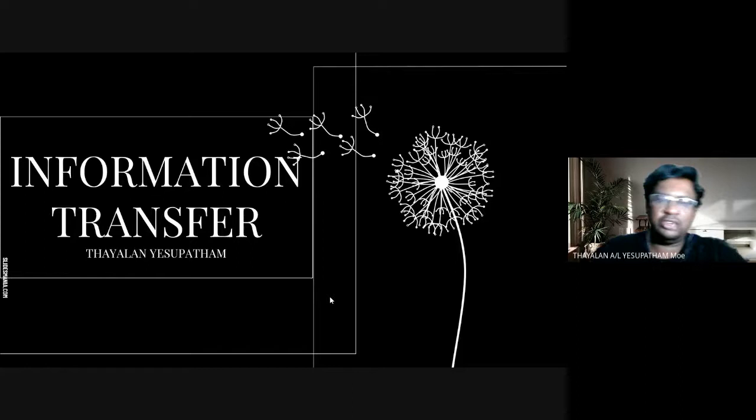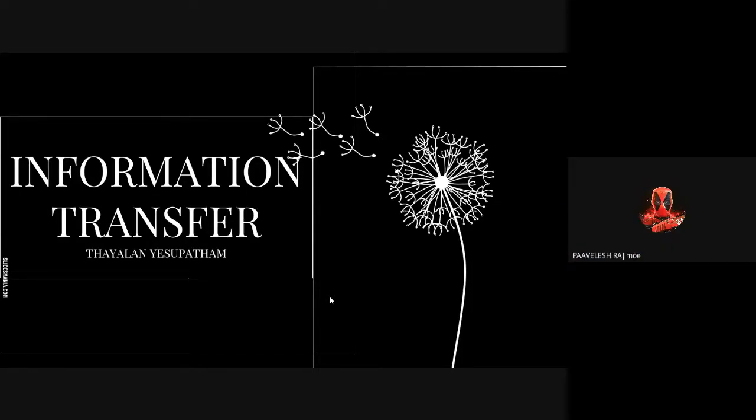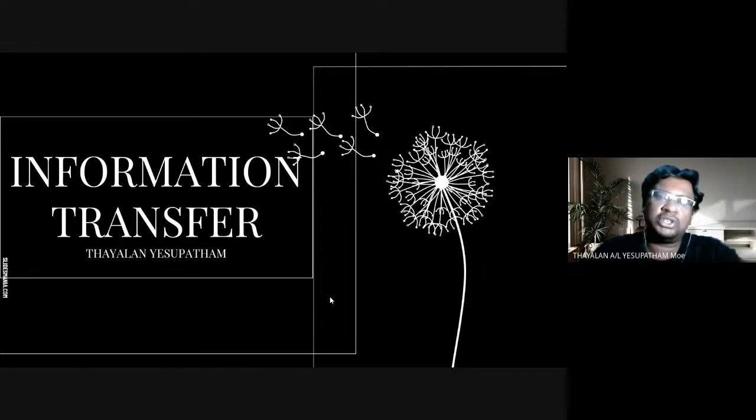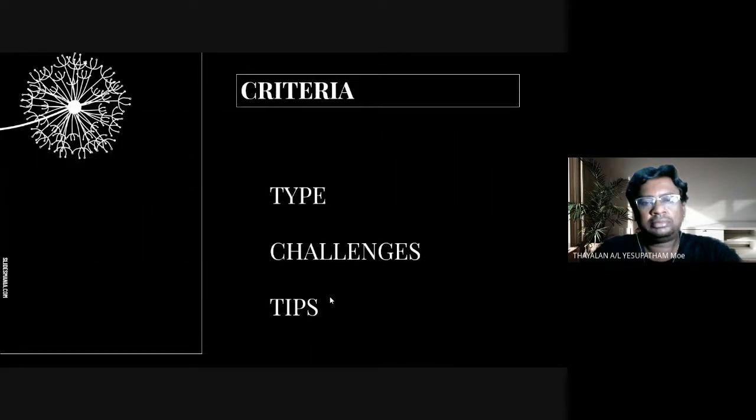All right. Information transfer. This is the third part of paper one. We have already covered multiple choice questions and error identification. So today we'll be moving on to the third part of paper one, which is information transfer. Now, the criteria, firstly, would be the type. The second one would be the challenges. And the third one would be the tips, as usual.